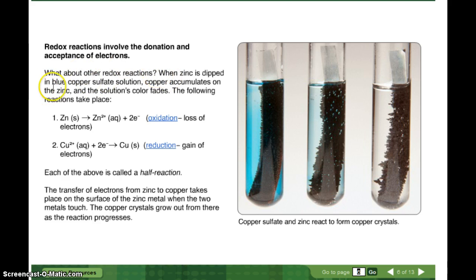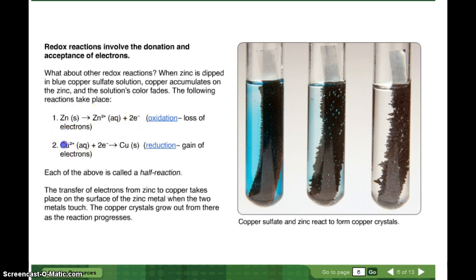When zinc is dipped in blue copper sulfate solution, copper accumulates on the zinc and the solution's color fades. The following reactions take place. We had our zinc on the piece of metal, and it's a solid. Some of the zinc becomes aqueous, so it goes into the water solution. And now look, the zinc has a +2 charge because 2 electrons came off of it. So this is called an oxidation. It lost electrons and now it's more positive.